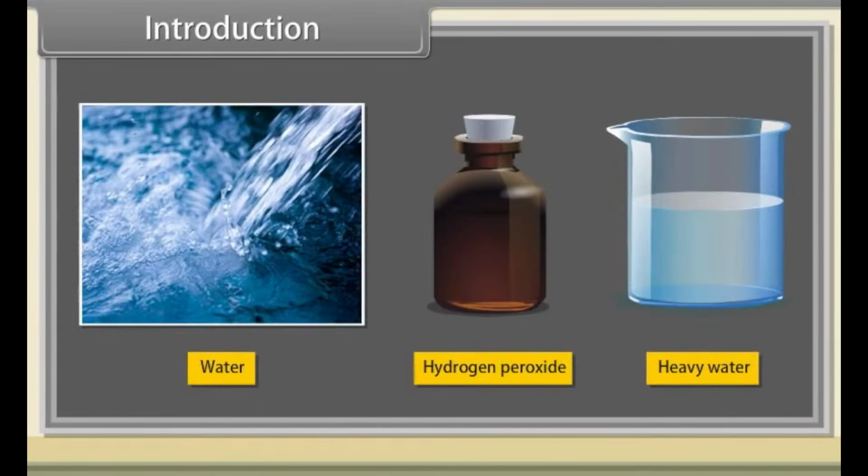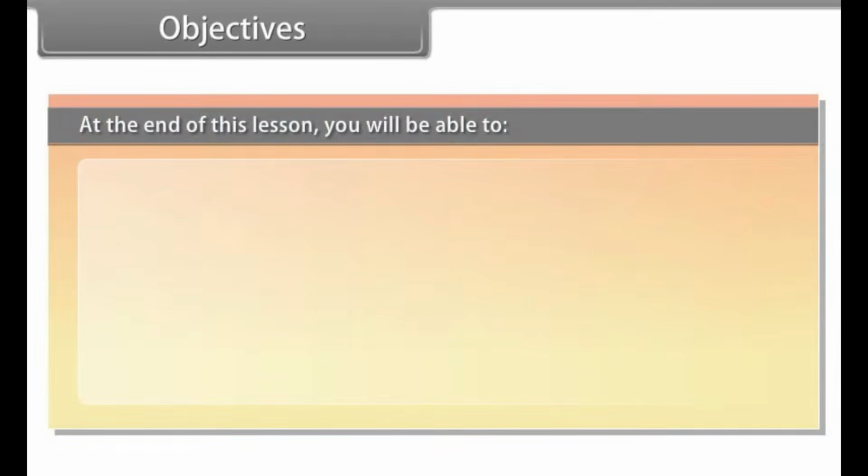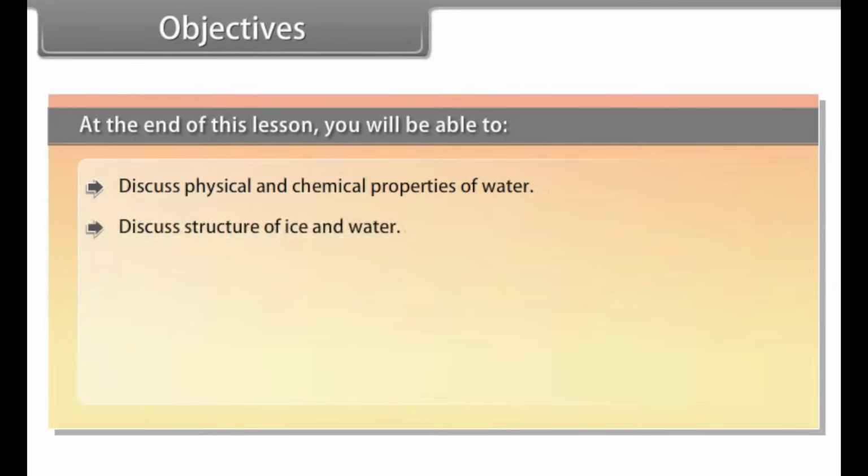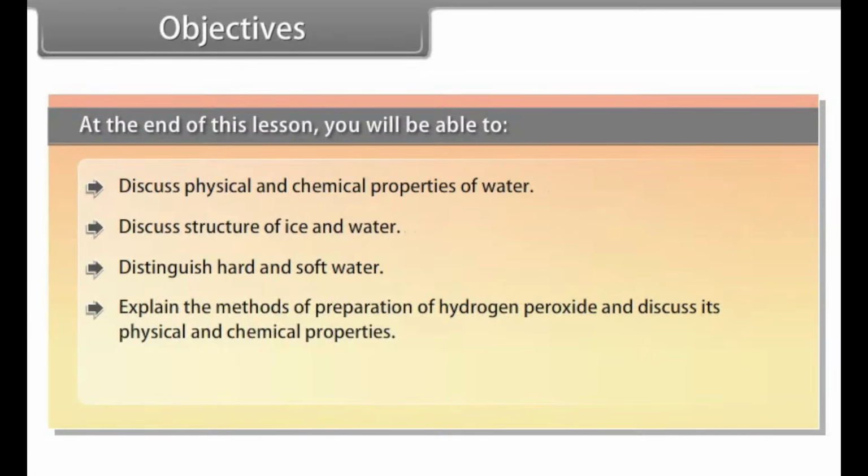Throughout this module, we will learn about water, hydrogen peroxide, and heavy water. Objectives. At the end of this lesson, you will be able to discuss physical and chemical properties of water, discuss structure of ice and water, distinguish hard and soft water, explain the methods of preparation of hydrogen peroxide and discuss its physical and chemical properties, define heavy water and discuss dihydrogen as a fuel.